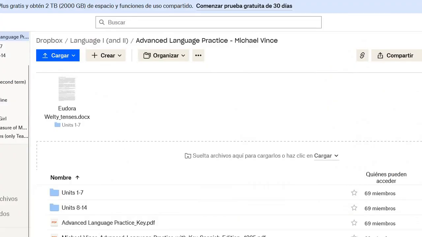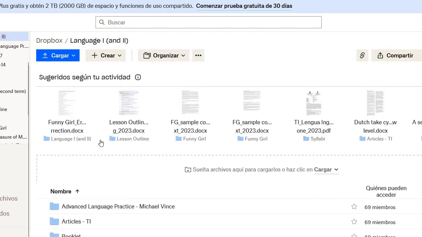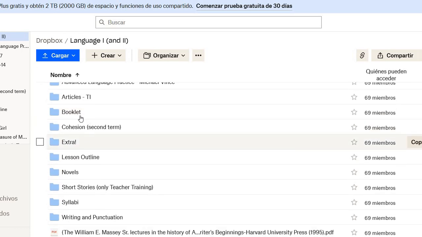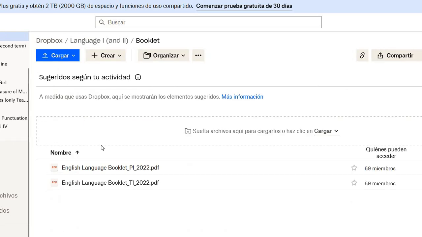So let me go back to here, to Dropbox, right? This is the first part, and I would say, if I were you, I would start at least watching the videos and browsing these units. Remember, unit 10 and 15 are revision units. Sorry, let's go back here. That's for advanced language practice. Remember, this folder is solely for translation, right? It's not for you. The booklet, you already know it. You can browse it again and review it. It would be a great idea for you to do that.